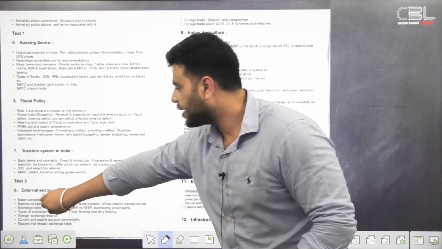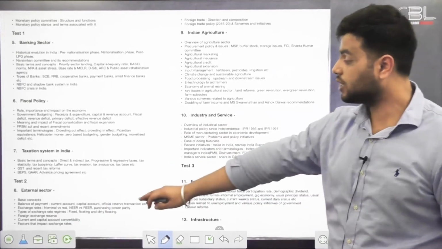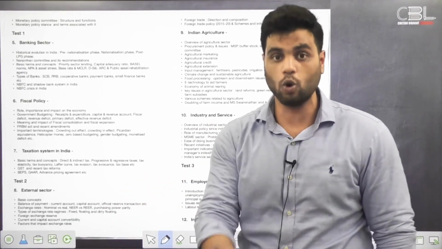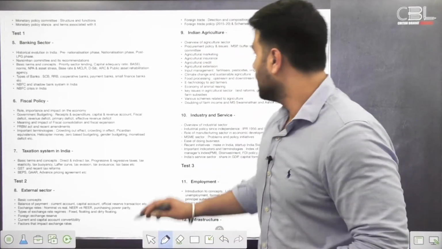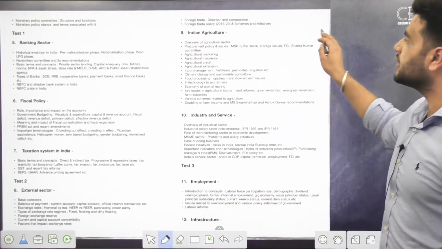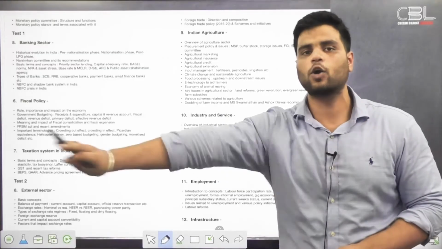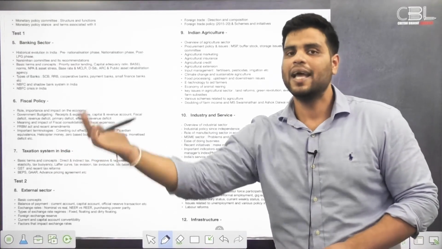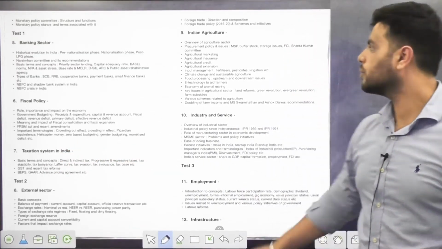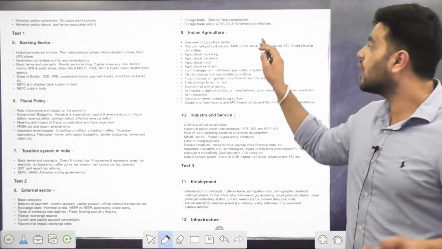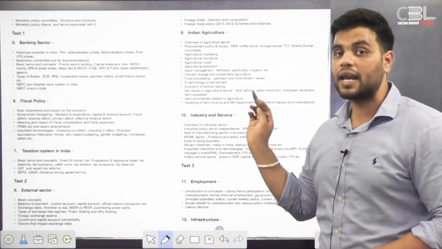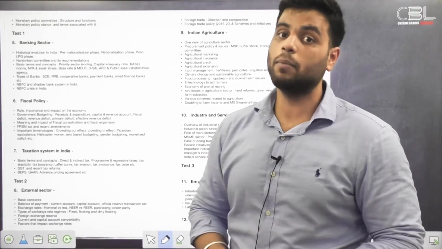Then we shall be covering external sector. This particular component is also bulky, also lengthy, so we might take more than one lecture. Then you'll be done with your macroeconomics portion, and we'll be starting with Indian economy. How shall we start Indian economy? We shall start with Indian agriculture. Again, like I've mentioned before, it's a lengthy and bulky topic.